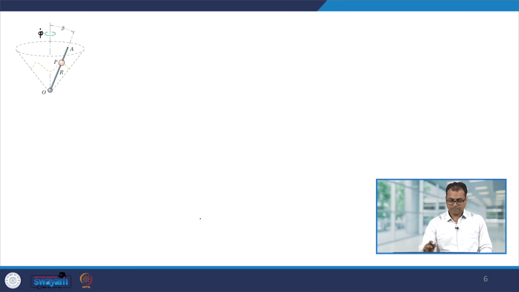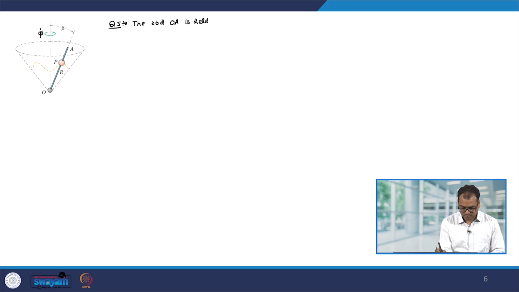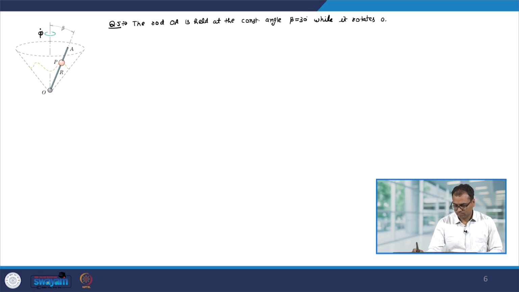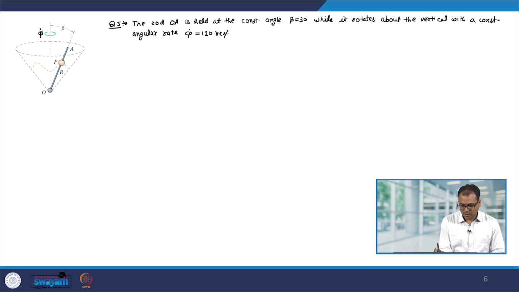Now, let us look at another problem statement. The rod OA is held at the constant angle beta equal to 30 degree while it rotates about the vertical with a constant angular rate phi dot equal to 120 revolution per minute.